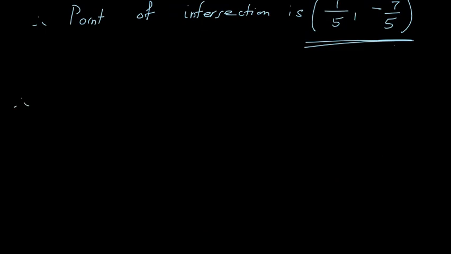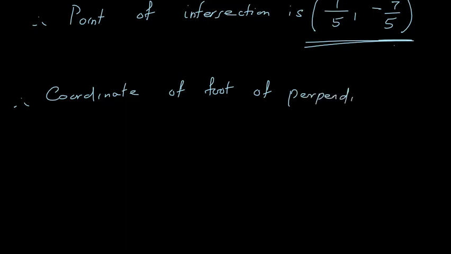Therefore, the coordinate of the foot of perpendicular is 1 divided by 5 comma minus 7 divided by 5. This is the coordinate of the foot of perpendicular.